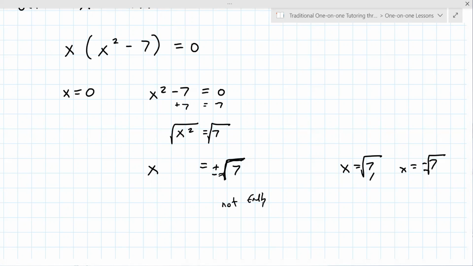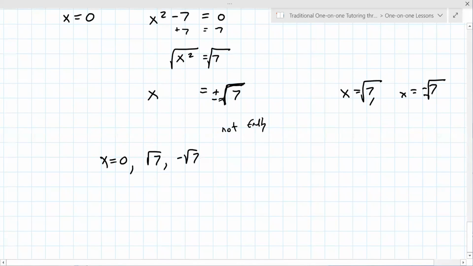All right. Yeah, I don't know. Problems like that, I always just feel uneasy with at first. So the answer is 0, square root of 7, minus square root of 7. All right. Okay, so let's do another here.